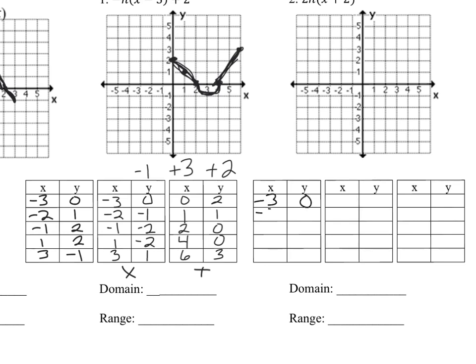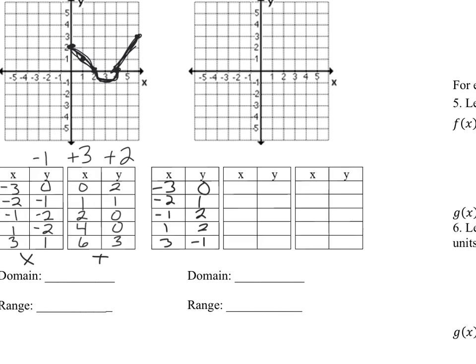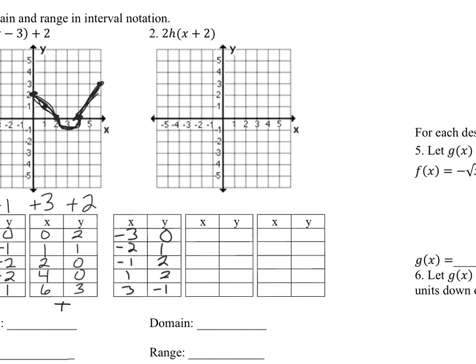I've got -2, 1. I've got -1, 2. I've got 1, 2, 3, -1. Alrighty, so let's go ahead and apply these transformations. Now remember, according to PEMDAS, we got to go ahead and multiply and then we got to add, okay?